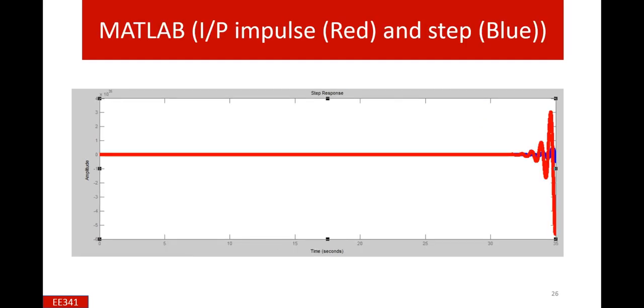These blue and red curves represent the different inputs, the impulse and the step inputs, and we will study in detailed discussion in the next lectures the effect of different types of inputs. So for the impulse as well as the step input, the system tends toward instability.